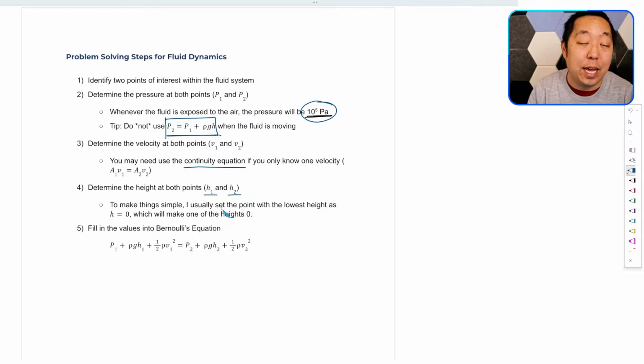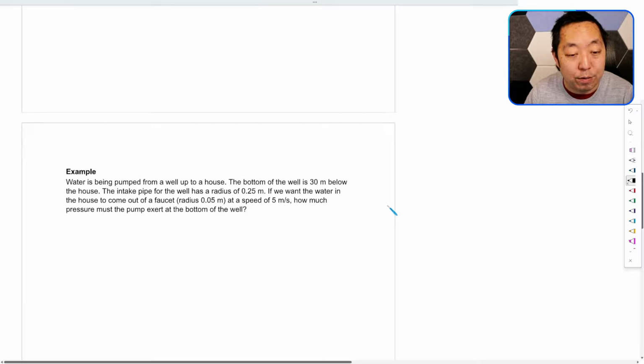Again, like we do in energy, when we're doing gravitational potential energy, I usually make h equals 0 the lower point of the 2 points we're interested in, and then we fill in the values for Bernoulli's equation. Okay, so that's how we're going to handle any Bernoulli's equation problem. This is generally pretty straightforward.